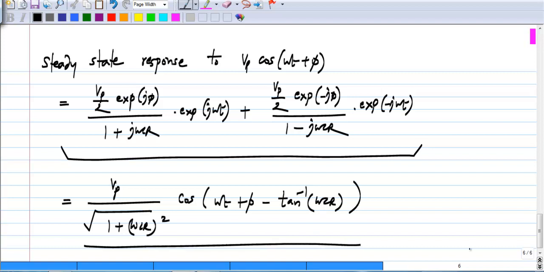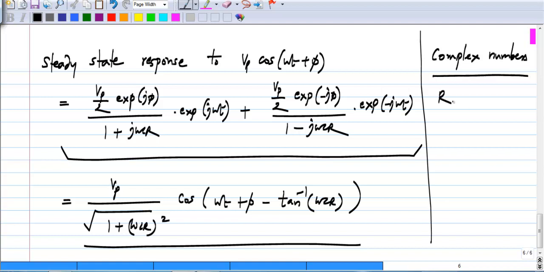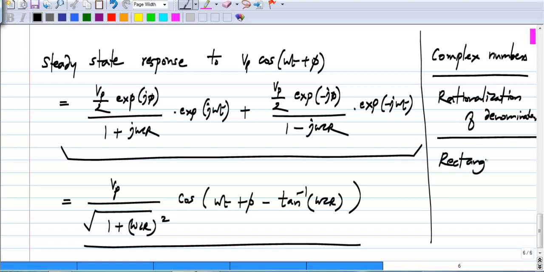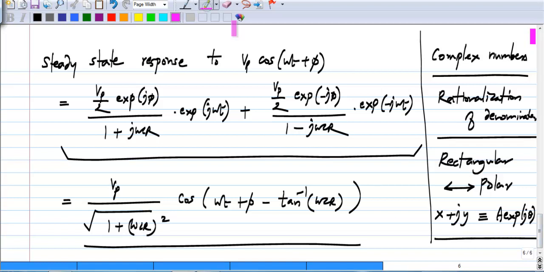Okay. Now, to be able to do this, you have to be fluent with the usage of complex numbers, and in particular, changing complex numbers from polar to rectangular form and so on. So, when you use complex numbers, you use something known as rationalization of the denominator to add up fractions, so that you have a real number in the denominator, and also you need to know rectangular to polar form conversion. That is, you can express a complex number as x plus jy or a exponential j theta. Okay. So this is the real part, this is the imaginary part, this is the amplitude, and this is phase. Any of them can be used, and you do use them frequently.